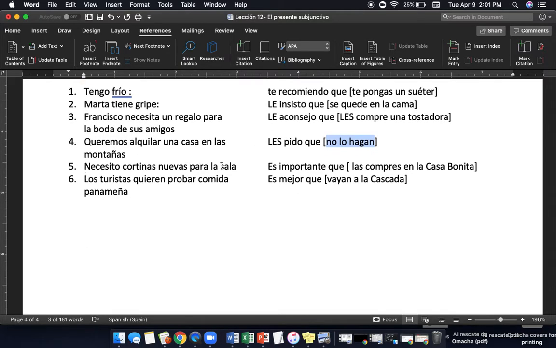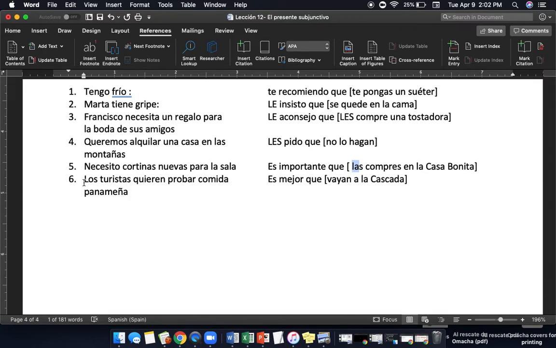Necesito cortinas nuevas para la sala. Someone needs new curtains in their living room. Awesome. How can you persuade them to buy them at a particular place? Well, you can say, hey, you know what? Es importante que las compres en la casa bonita. Now, I'm using an impersonal expression to say it is important that you buy them at Casa Bonita. It's a fabulous store. And this is my direct object pronoun referring to the curtains.